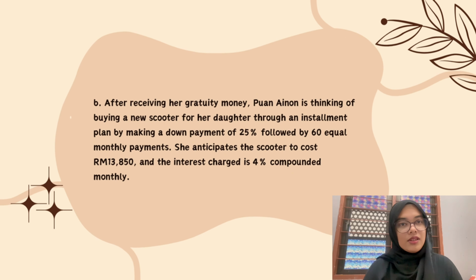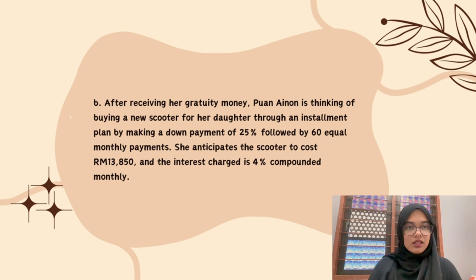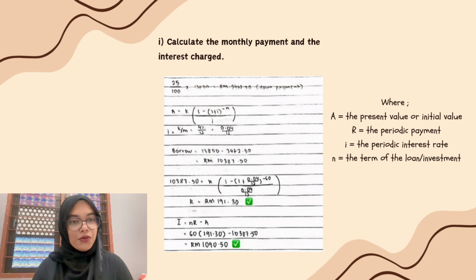Question 2B. After receiving her gratuity money, Puan Ainun is thinking of buying a new scooter for her daughter through an installment plan by making a down payment of 25% followed by 60 equal monthly payments. She anticipates the scooter to cost RM13,850 and the interest charge is 4% compounded monthly. For the first question, calculate the monthly payment and the interest charge.